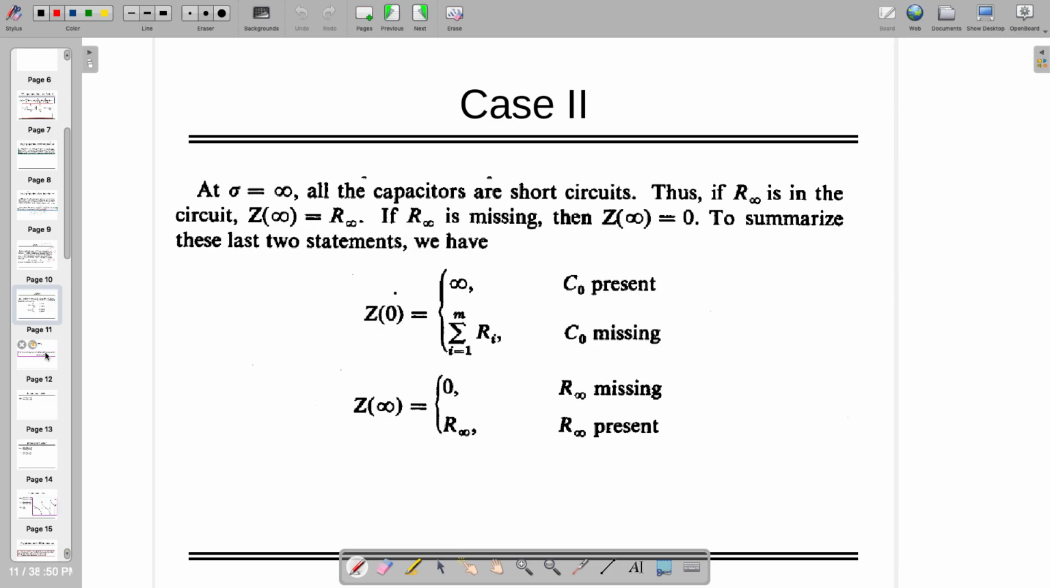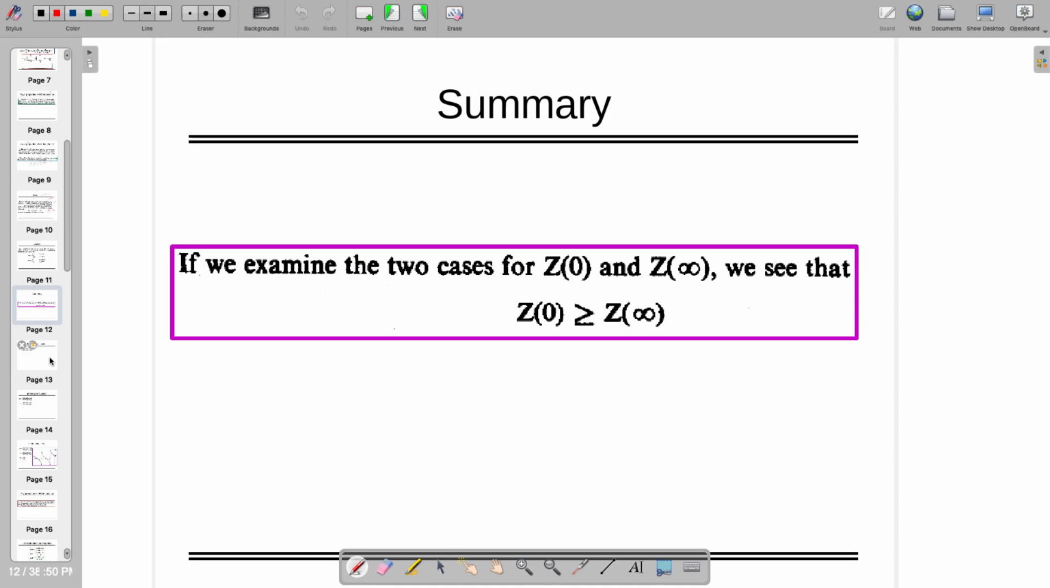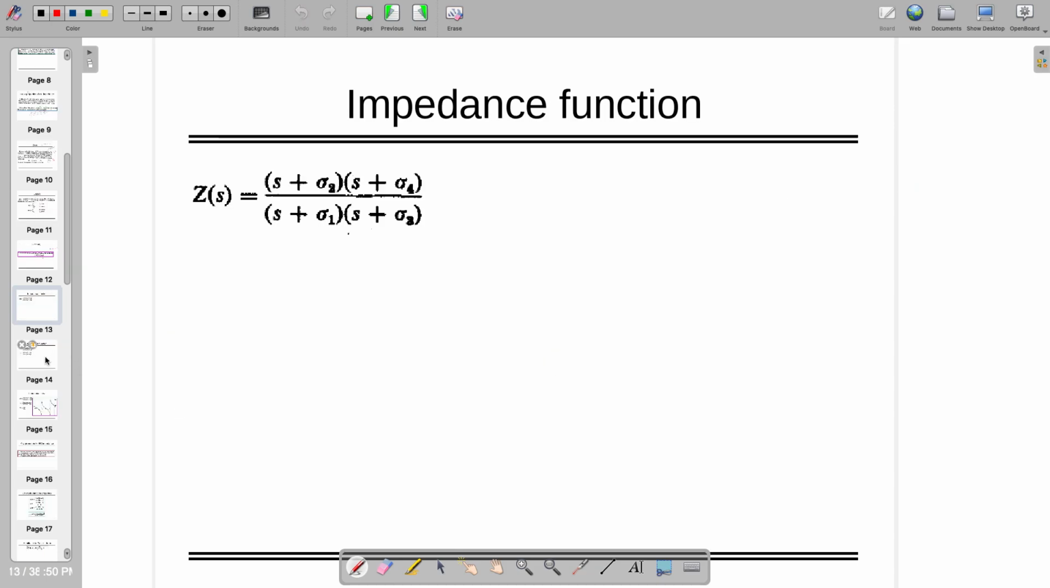Okay, so this is the same thing. Which one is present? Which one is not present? And one more thing: if you are looking at two cases, Z available at 0 frequency and Z available at infinity frequency, Z0 will always be higher than Z of infinity if you are designing an RC impedance function or RC admittance function. This is going to happen. We can see how this is happening.